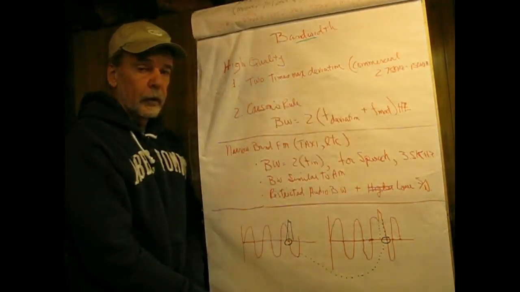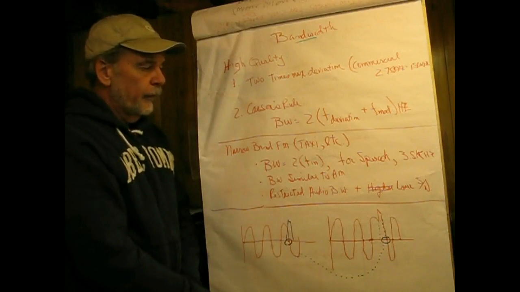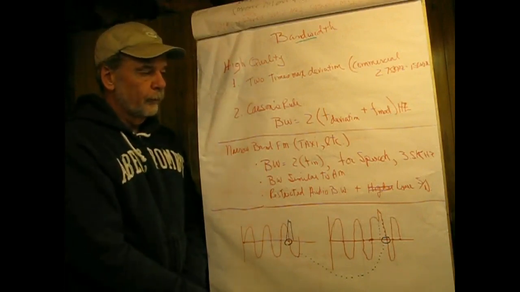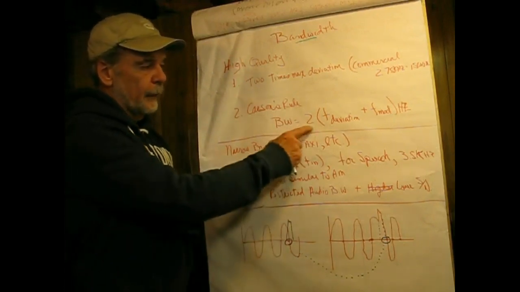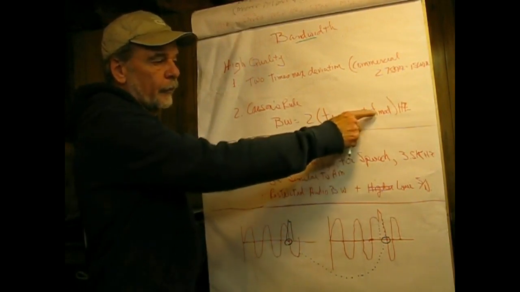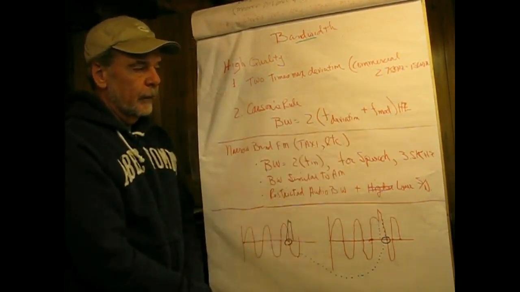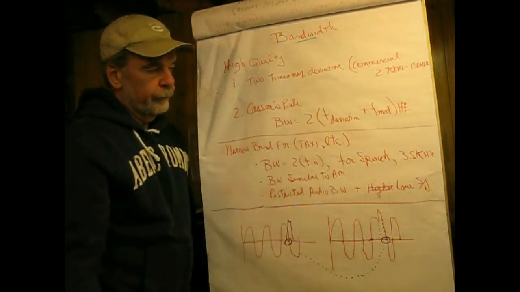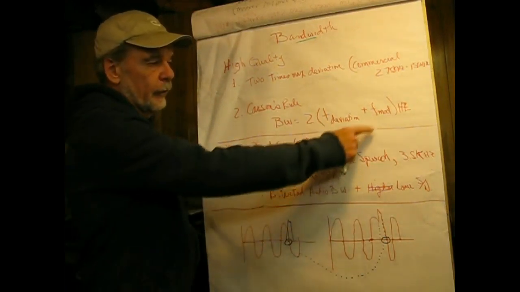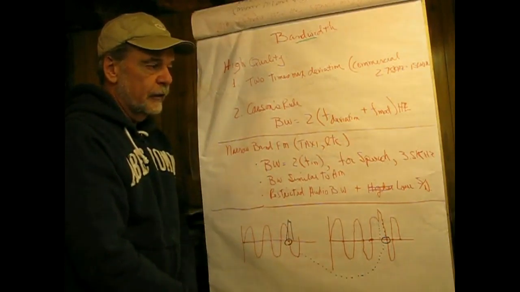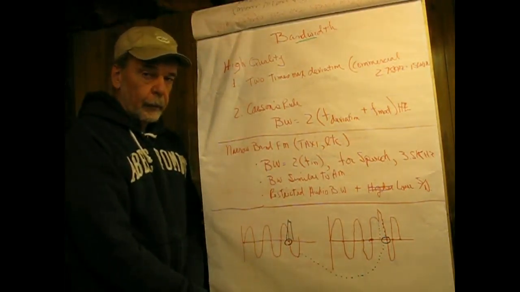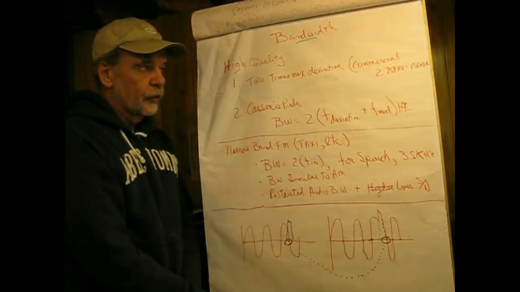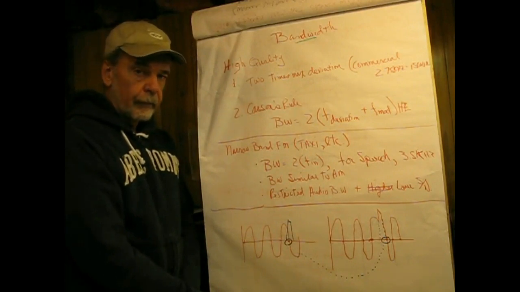which equals 150 kilohertz. And then there's also Carson's rule, where the bandwidth is equal to 2 times the deviation plus the modulating frequency. So if the deviation is, say, 75 kilohertz and the modulating frequency, worst case, is 15K, we end up with 90 kilohertz times 2, which is 180 kilohertz.